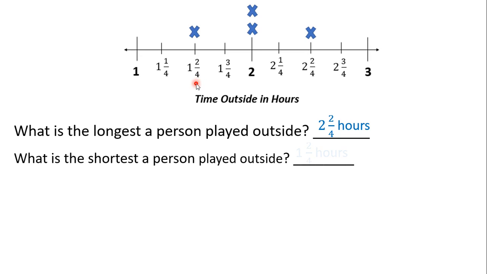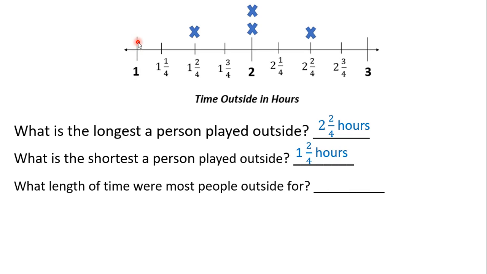So the shortest a person played outside for was 1 2/4 hours. Although 1 is a smaller number, there are no x's above it, meaning nobody played outside for that amount of time. What length of time were most people outside for?